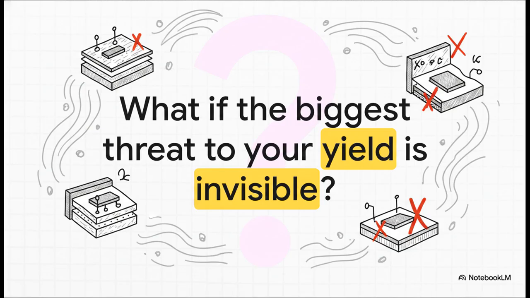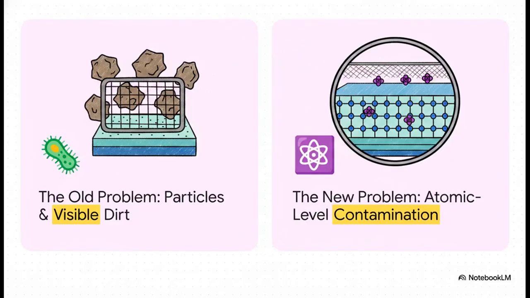And this is the question that should be keeping every manufacturing engineer up at night. What do you do when the threat is so small it just sails right past all your defenses, all your filters? This isn't some minor issue, it's a direct assault on the most fundamental parts of our chips, like those supercritical MOSCap structures.